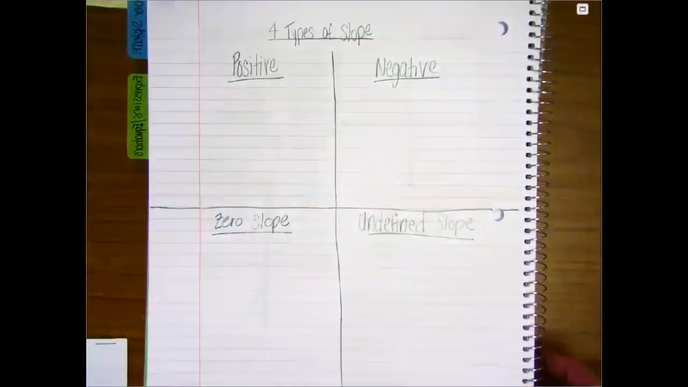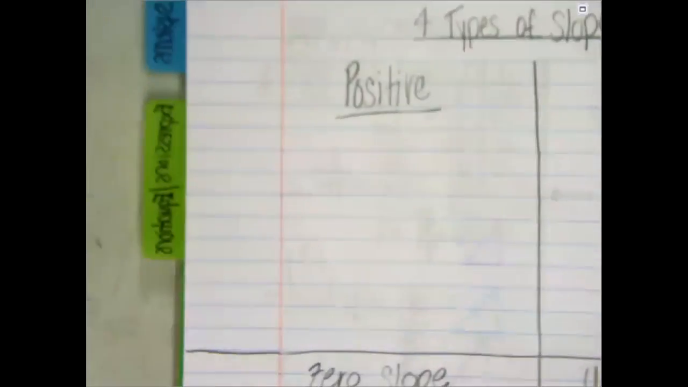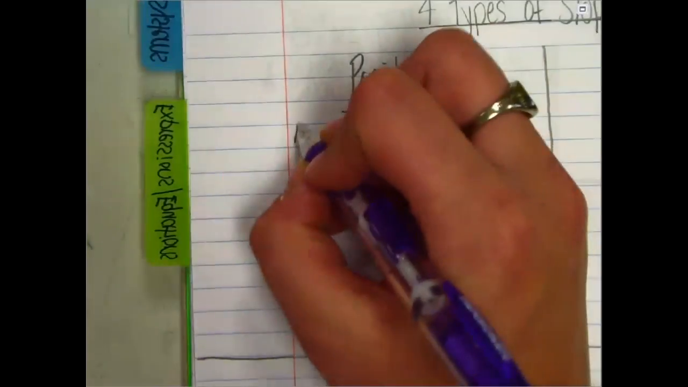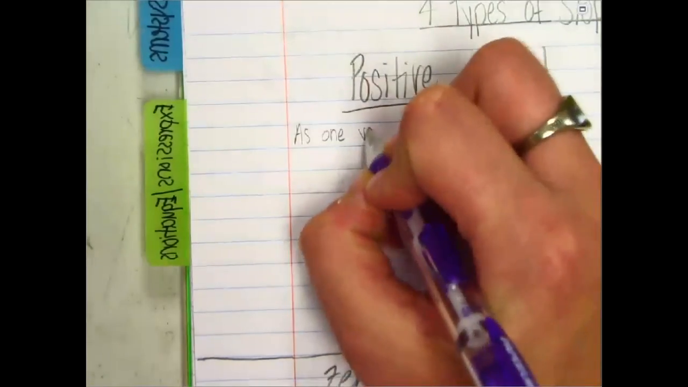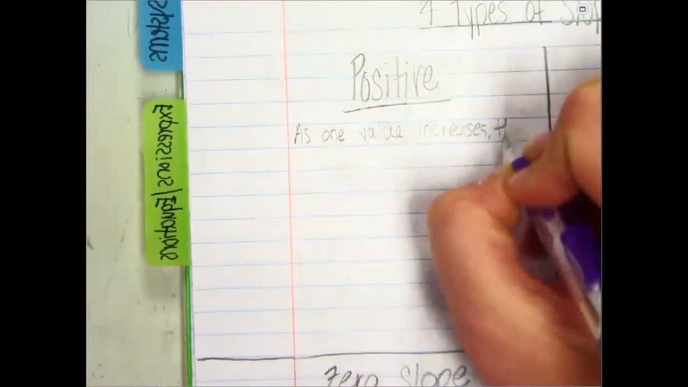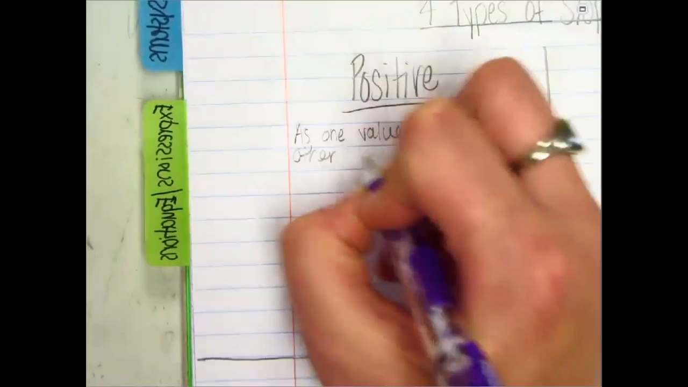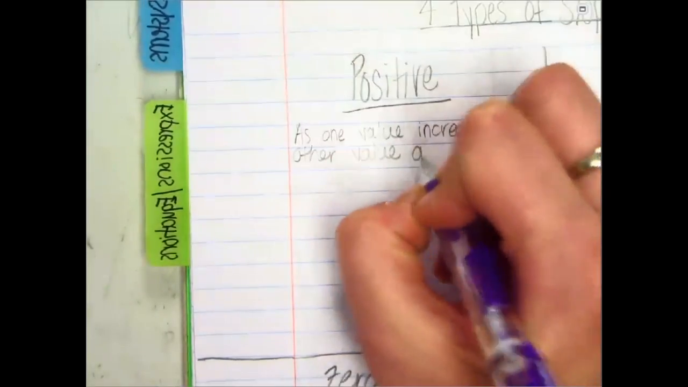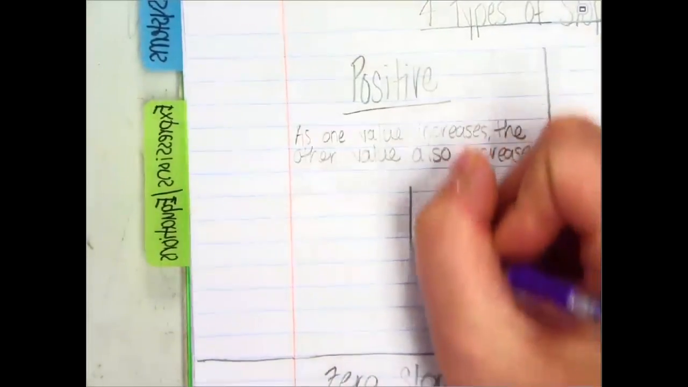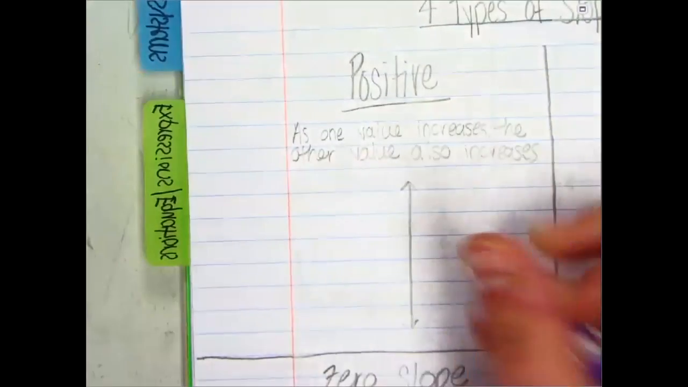On your homework, you had a bunch of positive slopes. You had some negative slopes, but you didn't have any zero or undefined. If something has a positive slope, as one value is increasing, the other value is also increasing. Let's take a look at what that looks like on a graph.